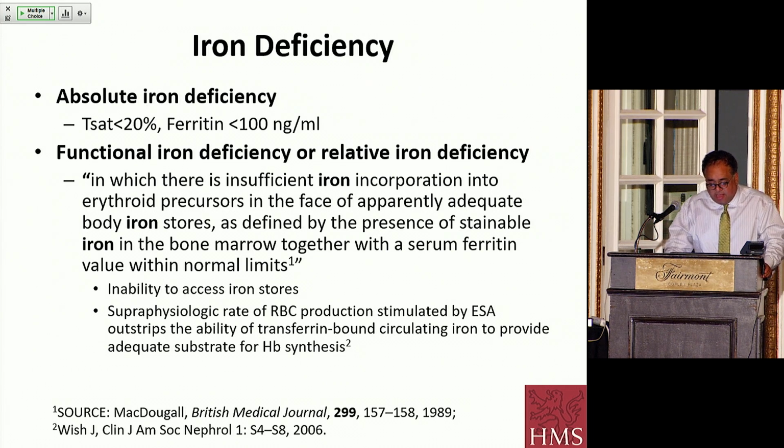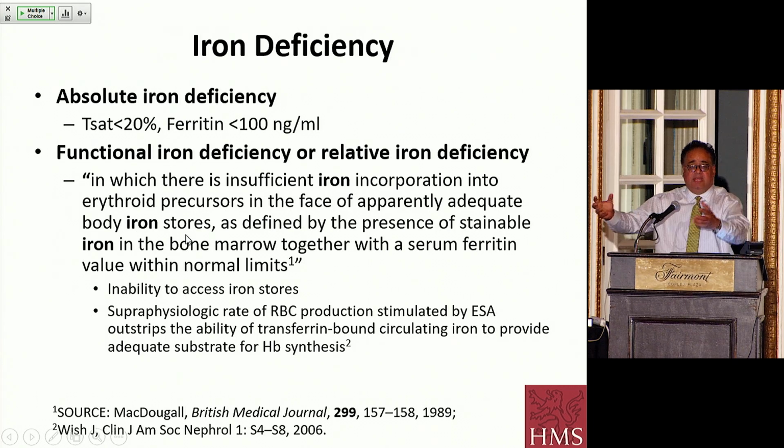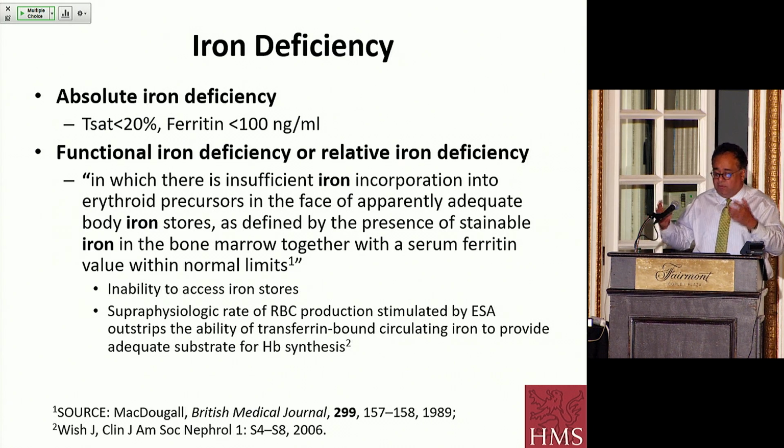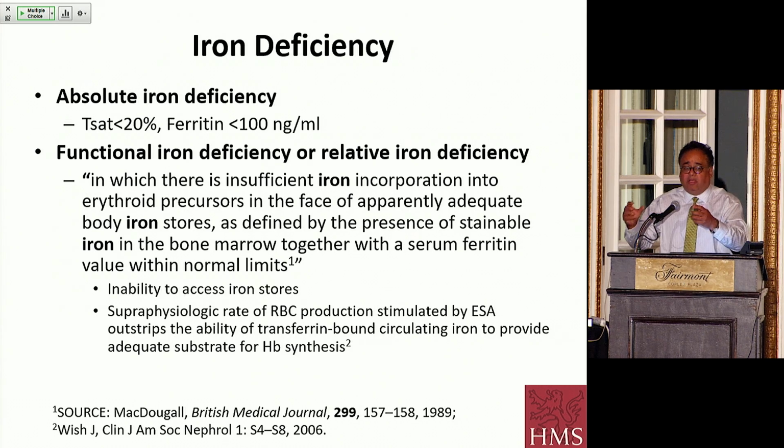I think that's fine. Functional iron deficiency, or relative iron deficiency, is the real thorny thing to deal with. It is defined by my good friend Ian McDougall as insufficient iron incorporation into erythroid precursors in the face of apparently adequate body iron stores. So we think the iron stores are fine, but the iron is not working. These people have functional iron deficiency because the iron is sitting sequestered in places, and the body, particularly the marrow, isn't able to get access to that iron. And why is that? It's because there's a block in movement of iron.